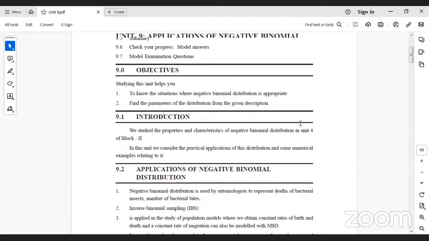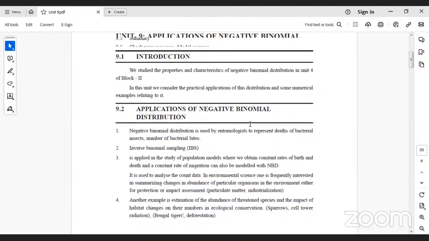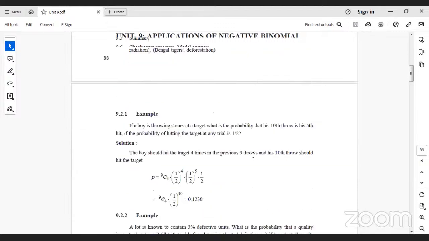It is used to represent the death of bacterial insects, the number of bacterial birds. Negative binomial distribution is applied in the study of population models, where we can obtain constant rates of birth and death and a constant rate of migration. It is also used to analyze count data in environmental science, when we are interested in summarizing changes in the abundance of a particular organism in the environment, as a protection or impact assessment. Another example is estimation of abundance that specifies the impact of the habitat and changing conservation, like the Bengal tigers situation.